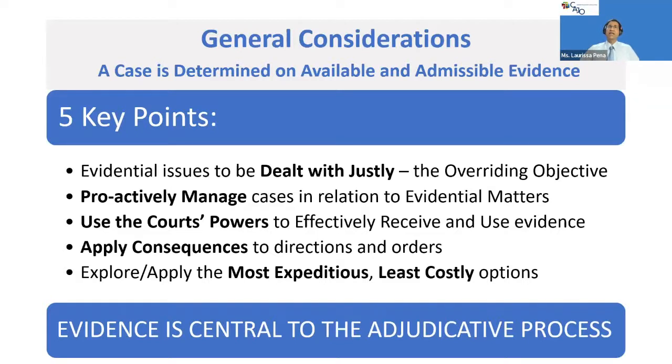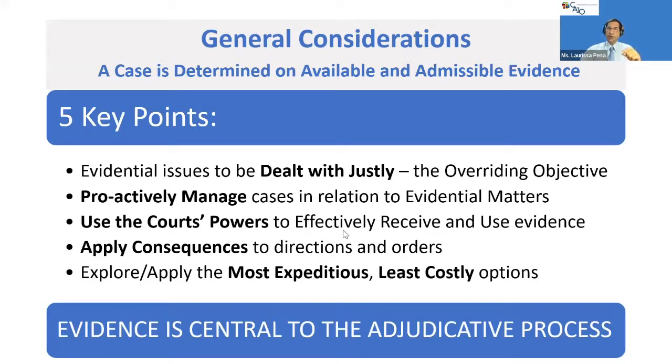As I said, a case is determined on available and admissible evidence. 5 key points arise here. Evidence issues are to be dealt with justly. They are not exempt from that principle in the overriding objective. Judicial officers have a duty to proactively manage cases in relation to the evidence. So judges have a duty to get engaged. What are the relevant issues and what is the relevant evidence?